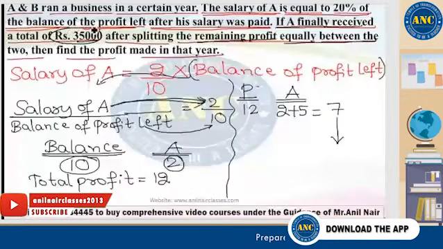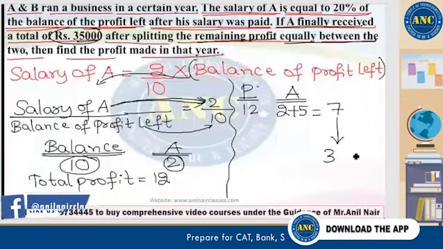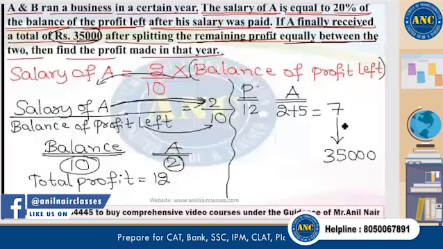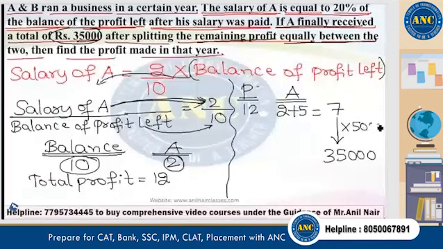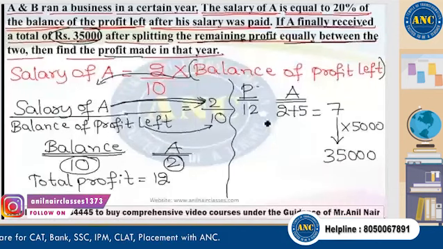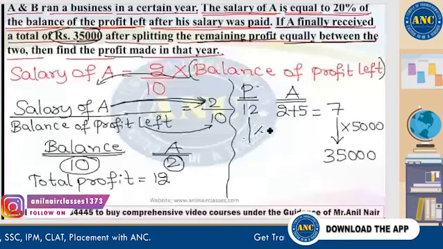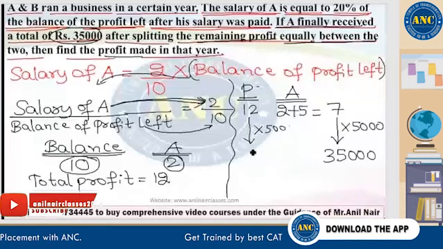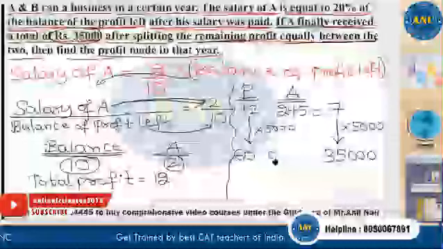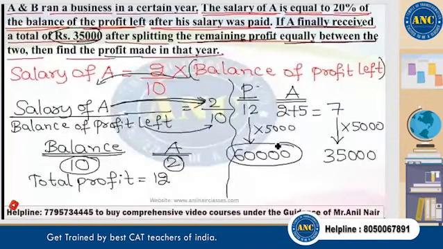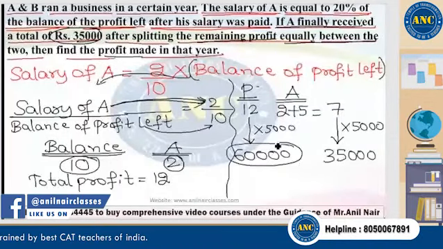Question says it is 35,000. 7 is becoming 35,000. Multiply by 5,000. They are asking you find the profit made in that year. 12 according to our assumption, multiply by 5,000. 12 into 5,000 is 60,000. Very, very beautiful and logical way of problem solving.